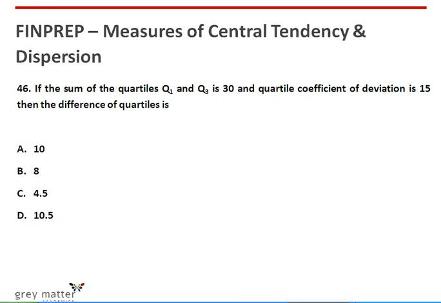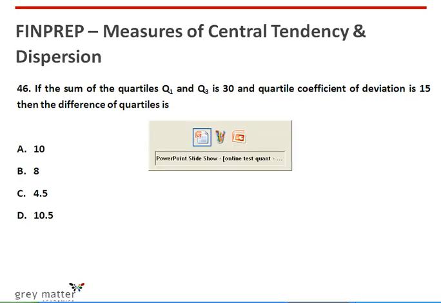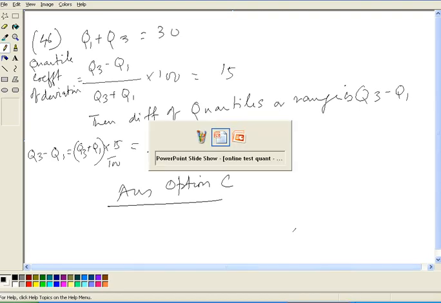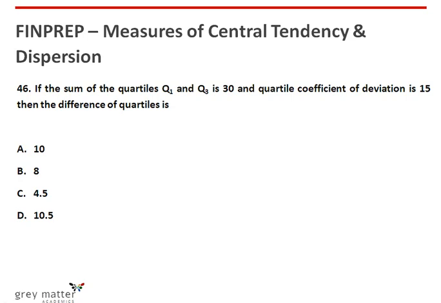46th problem. If the sum of the quartiles Q1 and Q3 is 30 and quartile coefficient of deviation is 15, then find the difference of quartiles. Going to our work area, Q1 plus Q3 is 30. Quartile coefficient of deviation is given by (Q3 minus Q1) by (Q3 plus Q1) into 100 equal to 15. Then the difference of quartiles, or range, is Q3 minus Q1, which is equal to (Q3 plus Q1) into 15 by 100, equal to 15 by 100 into 30, that is 4.5. Our answer is option C. Going to our PowerPoint presentation, the answer is option C, which is 4.5.